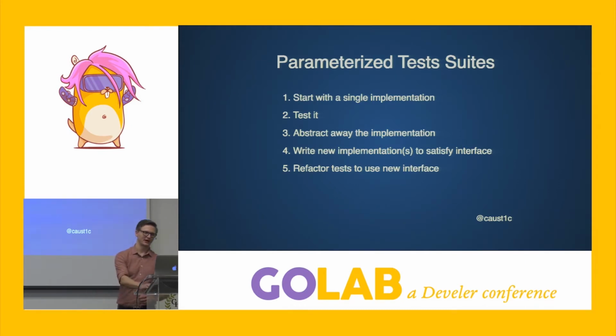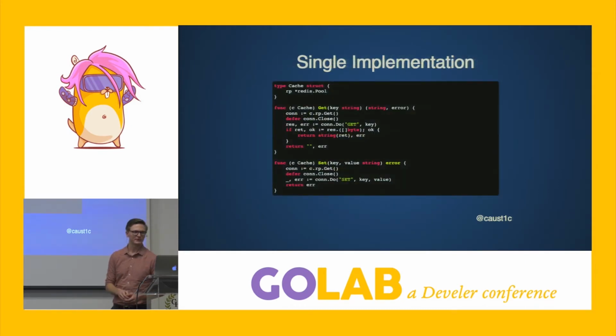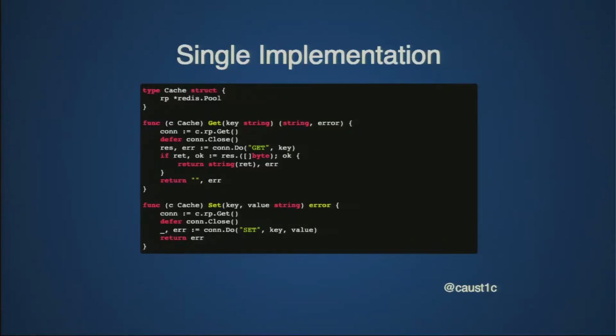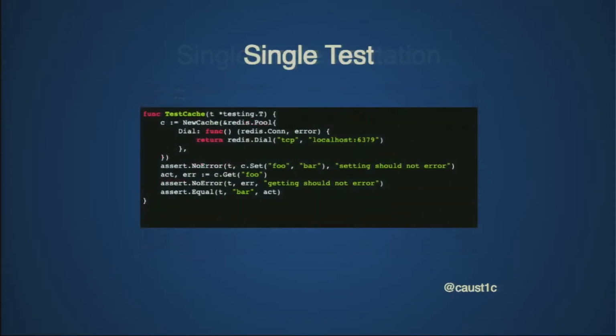Let's take a look at how that looks. So here we have a cache which takes a Redis pool, and we're embedding it directly. And this cache has two methods, get and set, just like any key value store would have. Importantly, in the get and set methods, notice that we're calling the Redis pool directly, and we're not doing any indirection whatsoever. So this is pretty simple, easy to understand.